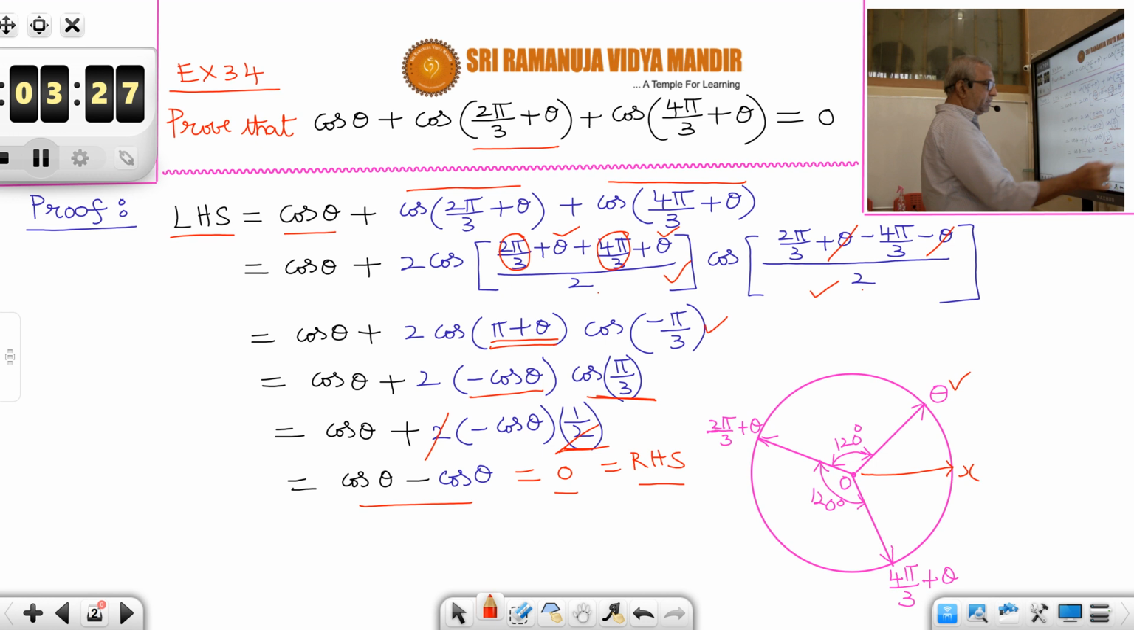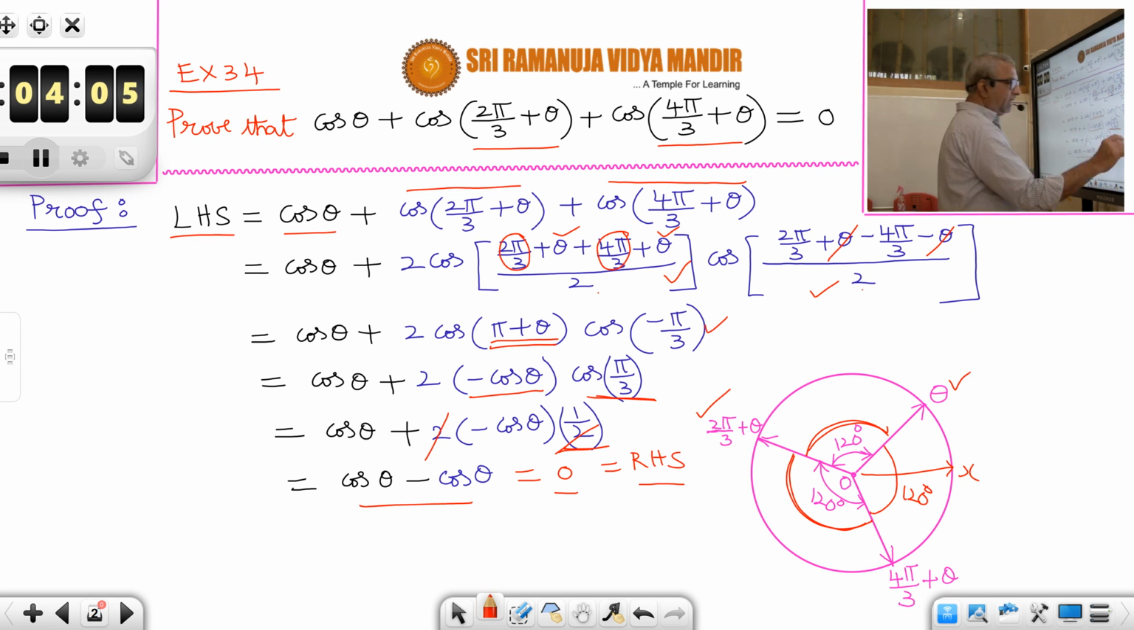Next, the third angle is 4 pi by 3 plus theta. So another 2 pi by 3 is added to 2 pi by 3 plus theta, then it becomes 4 pi by 3 plus theta. So this is 120 degrees, that is 120 degrees, and the remaining angle in the circle also will be 120 degrees. That means these three angles divide the circle into three equal parts. Is it not? So if any three angles divide the circle into three equal parts, then the sum of their cosines will be 0. That is what we have proved.